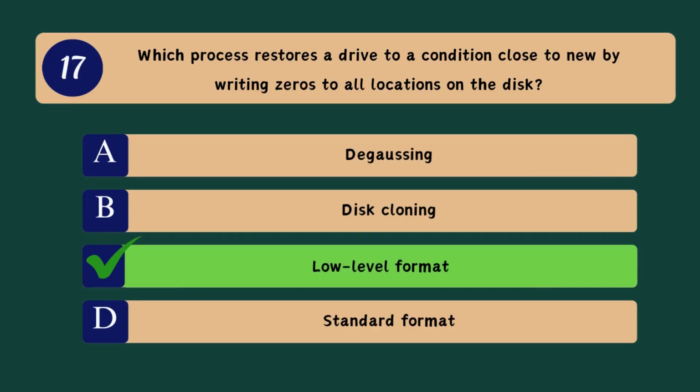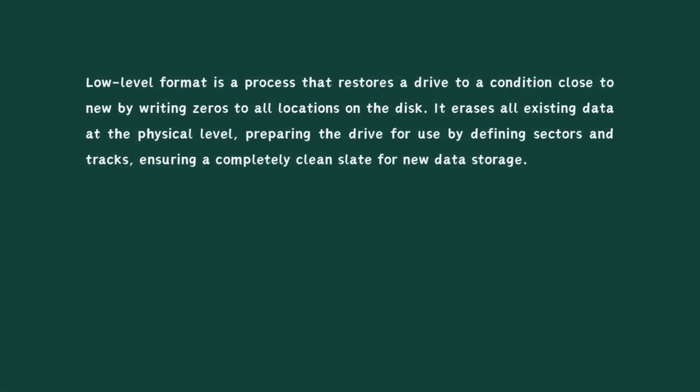Correct answer. C. Low-level format. Low-level format is a process that restores a drive to a condition close to new by writing zeros to all locations on the disk. It erases all existing data at the physical level, preparing the drive for use by defining sectors and tracks, ensuring a completely clean slate for new data storage.